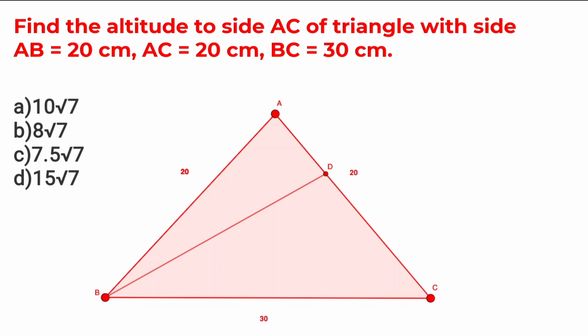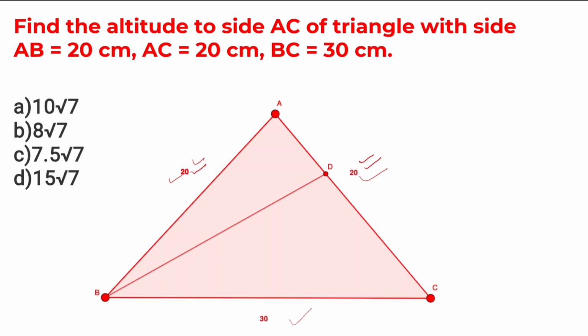What this question is saying: find the altitude of the side AC of the triangle with side AB equal to 20, AC equal to 20, and BC equal to 30. Basically, this is an isosceles triangle. Let me tell you what an isosceles triangle is: a triangle whose two sides are equal. You can see that 20 and 20 are both sides, and they are equal.